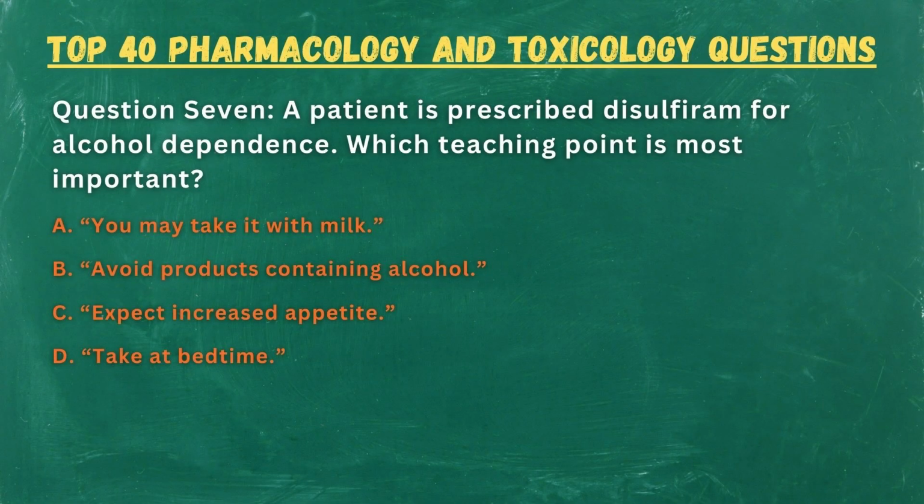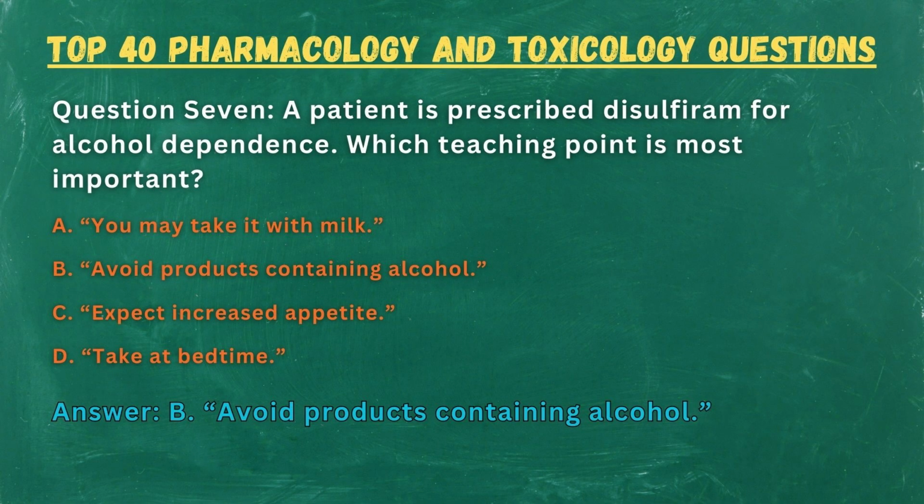Question 7. A patient is prescribed disulfiram for alcohol dependence. Which teaching point is most important? A. You may take it with milk. B. Avoid products containing alcohol. C. Expect increased appetite. D. Take at bedtime. Answer: B. Avoid products containing alcohol.